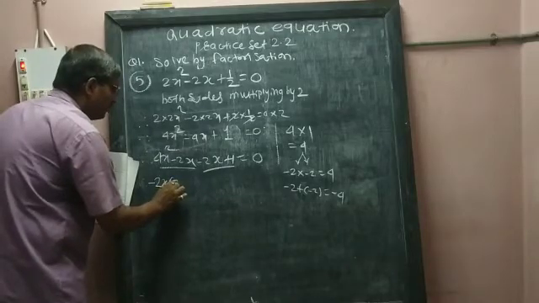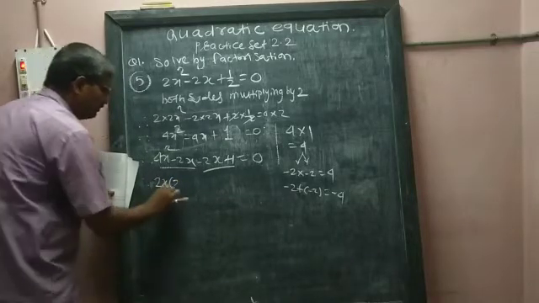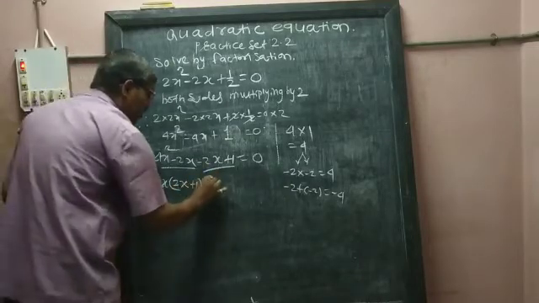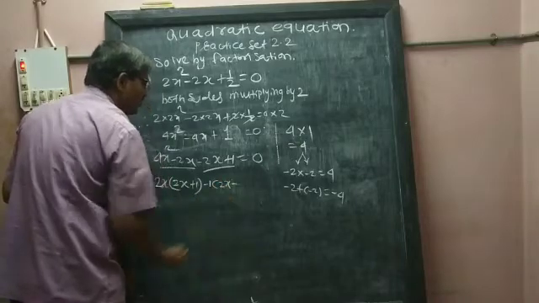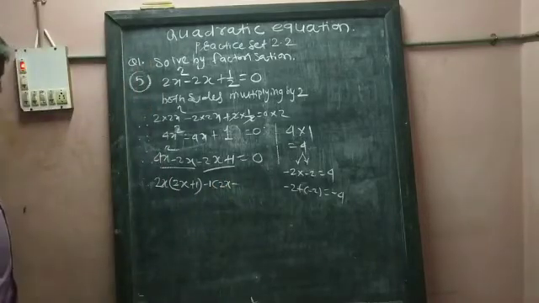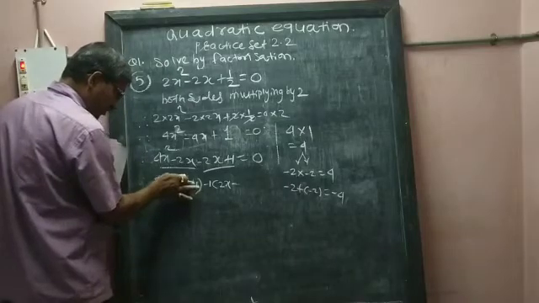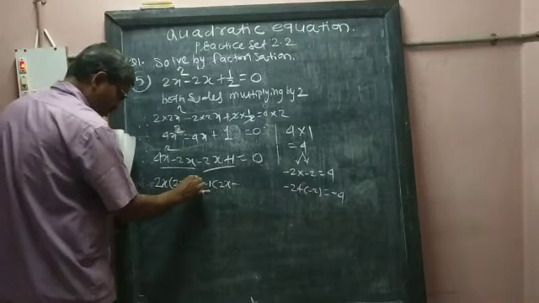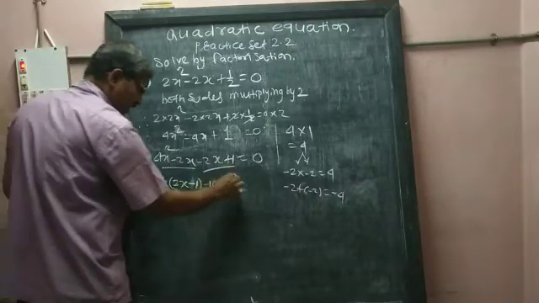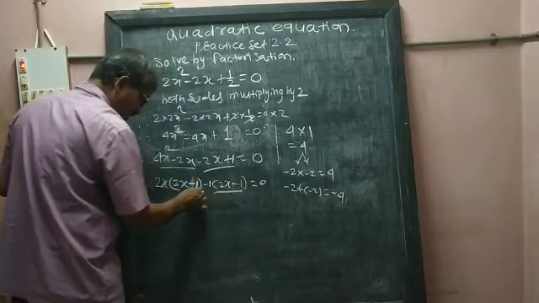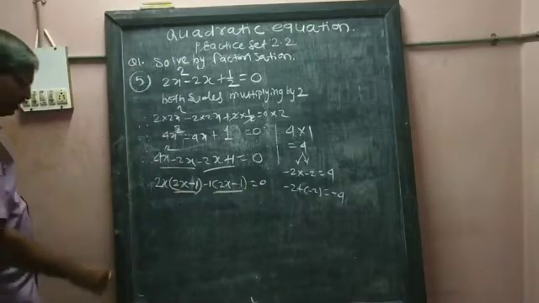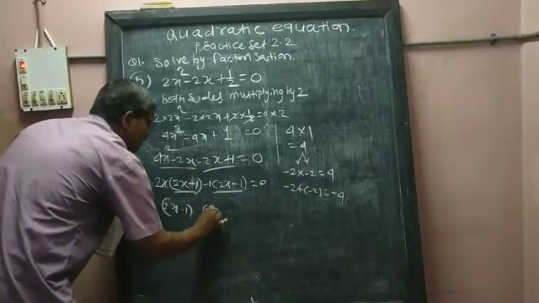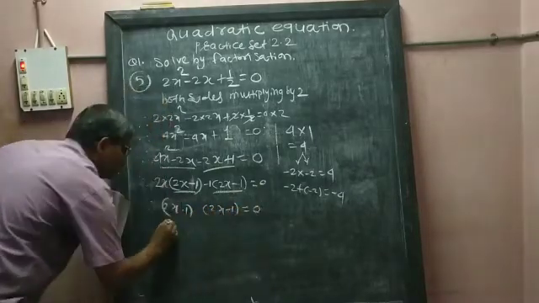Means you will get here, oh sorry, I am taking only positive. So you will get here 2x, here plus 1. From this, minus 1 is taken out, 2x, minus 2x. Here it is, need to write minus 1 because only 2 is taken out. Therefore, in first bracket you will get 2x minus 1. In second bracket also 2x minus 1. This is same, means the bracket terms are same. Therefore, 2x minus 1, in second bracket, 2x minus 1 is equal to 0.